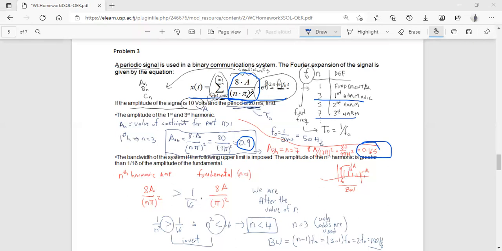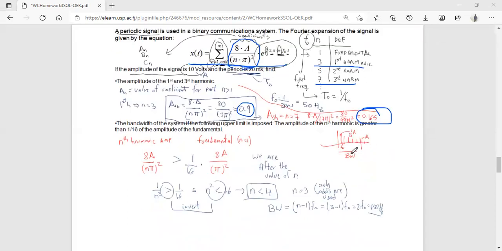Now just taking this magnitude formula, you find the amplitude for the first harmonic when n is equal to 3. And when n is equal to 7, you find your third harmonic. So this is how you get your amplitude for the first harmonic, and this is how you get the amplitude of your third harmonic, right?